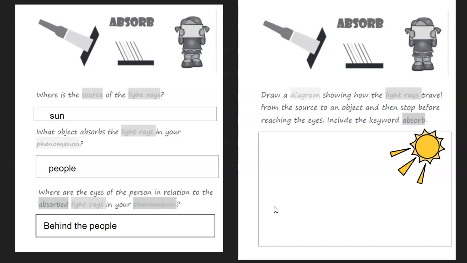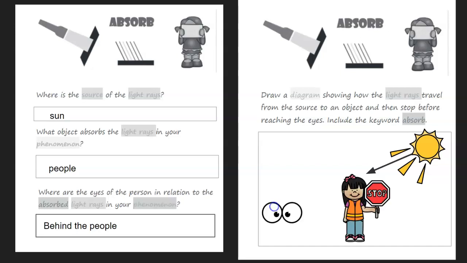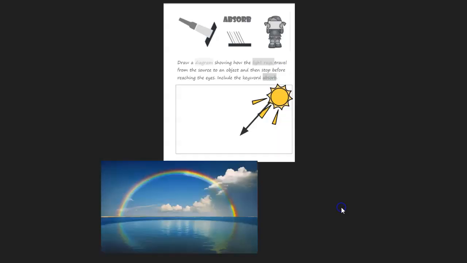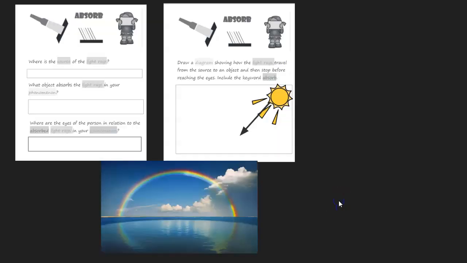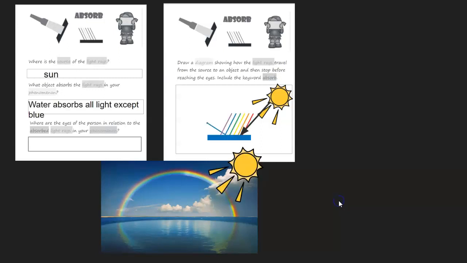Then when I have this page filled out, I can do my diagram. I'm going to draw my source. I'm going to have the light leaving the source. You don't have to have my clip art. But some light is going to stop at the surface, and other light will continue on to the eyes. So that's how you're thinking about this. Let's look at this one. Jumped ahead a little bit. Here's another example. Source is the sun.